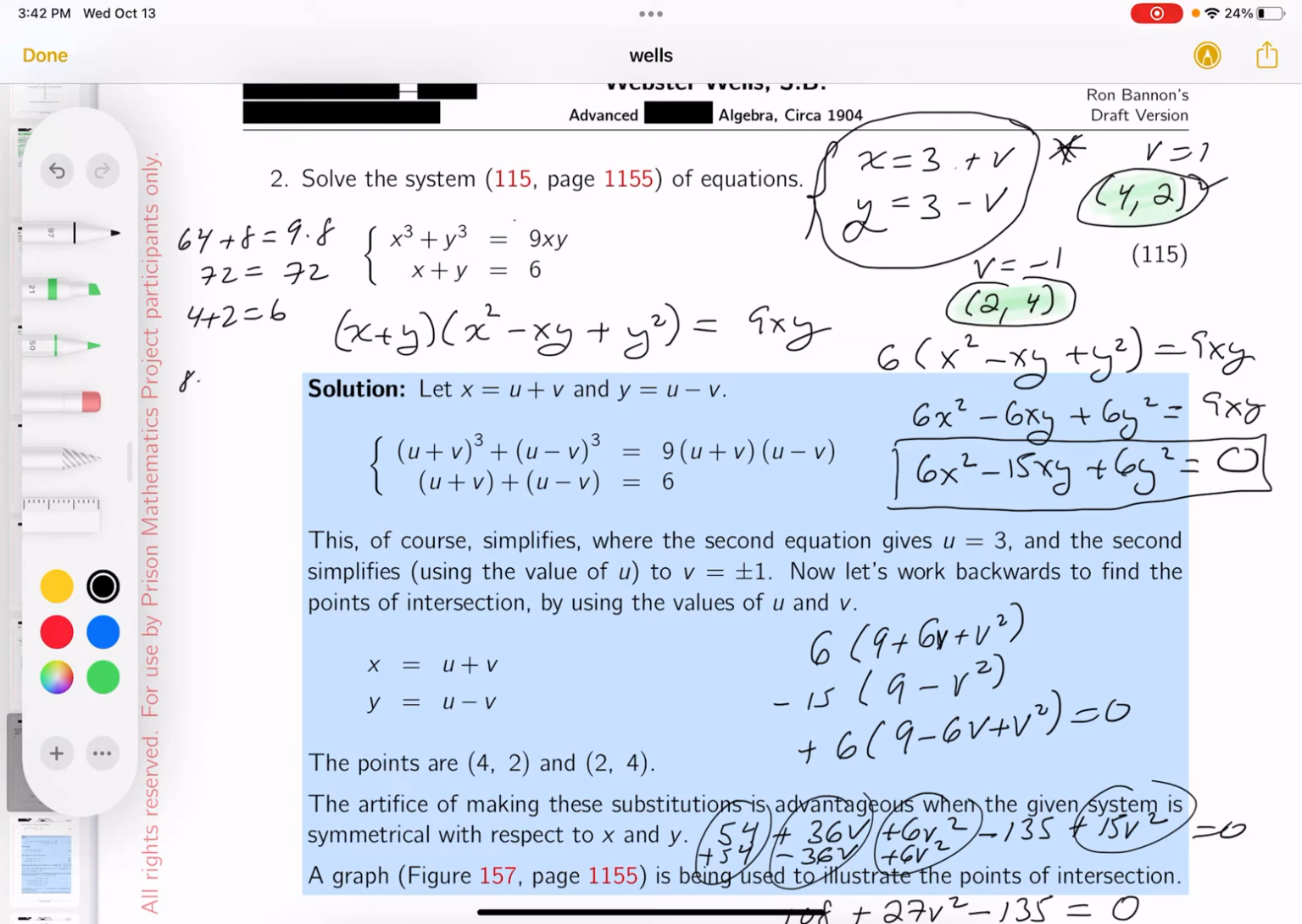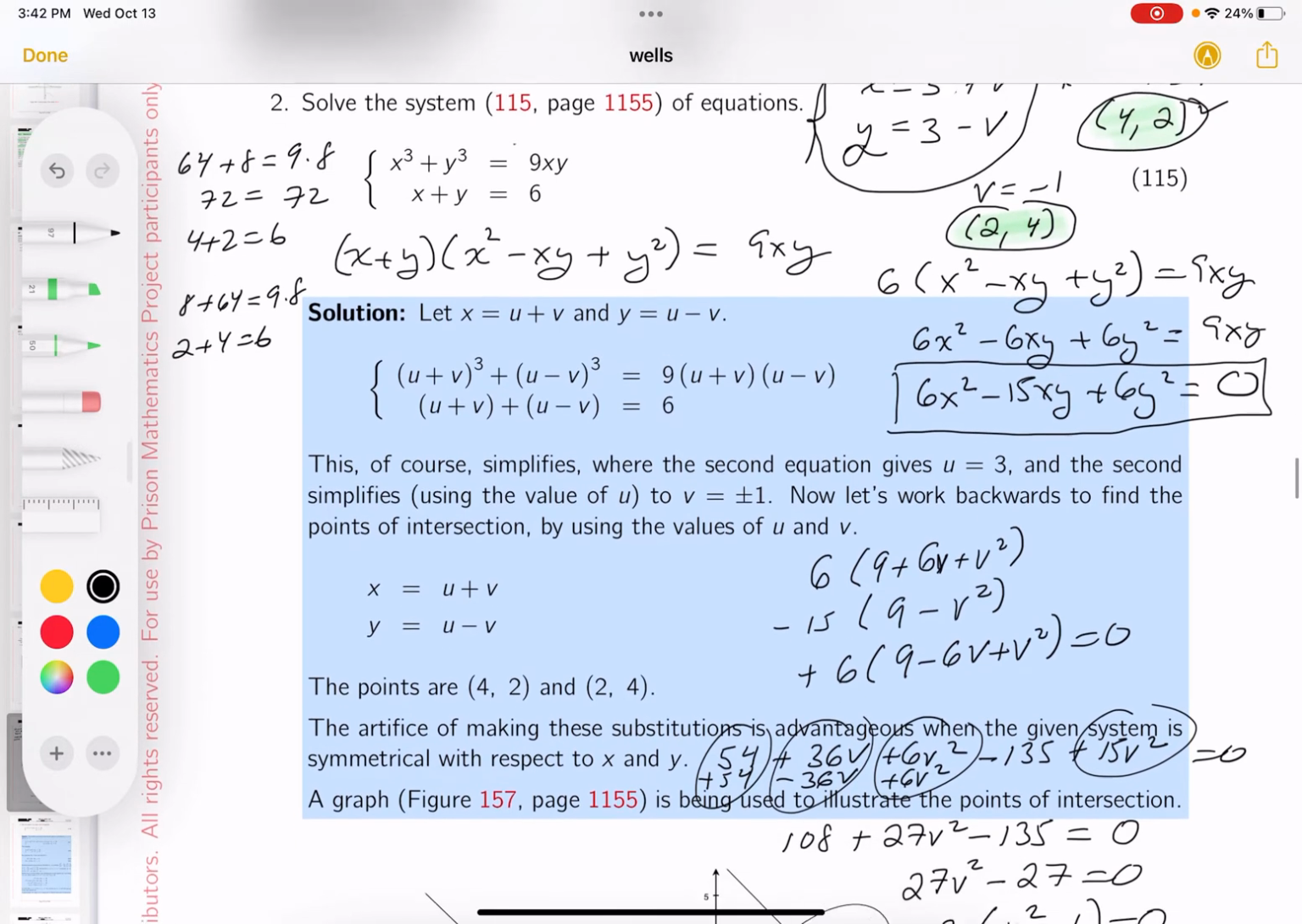8 plus 64 is 9 times 8. That works. And 2 plus 4, of course, is 6. I found two solutions. All right, now that's really tricky, what you did. No doubt about it. All right, it's tricky.